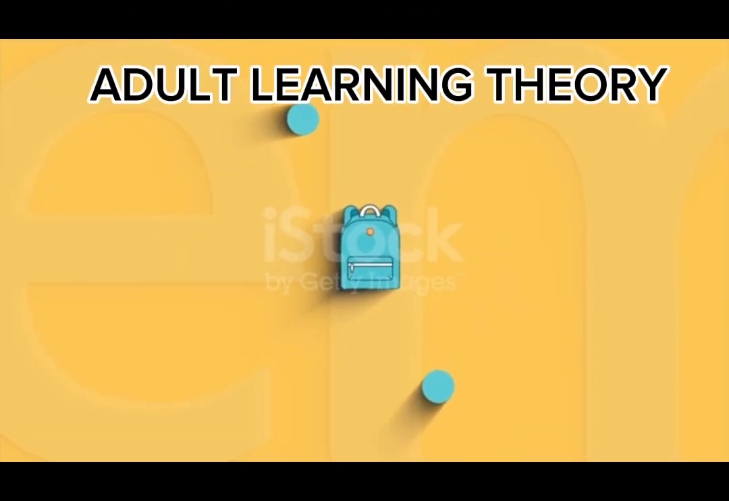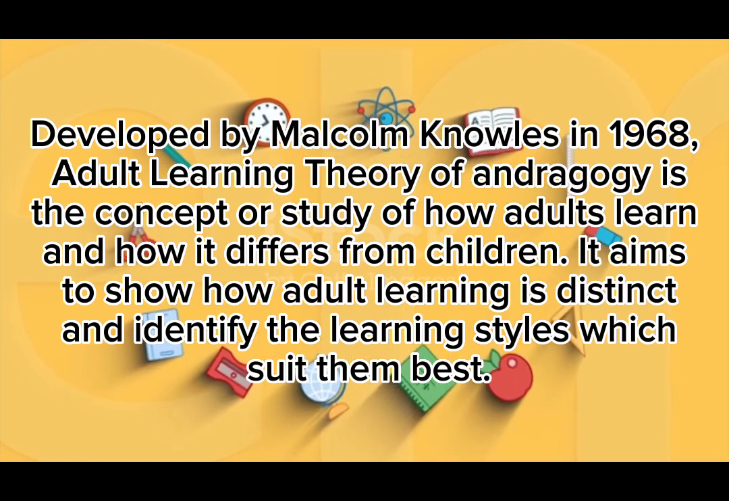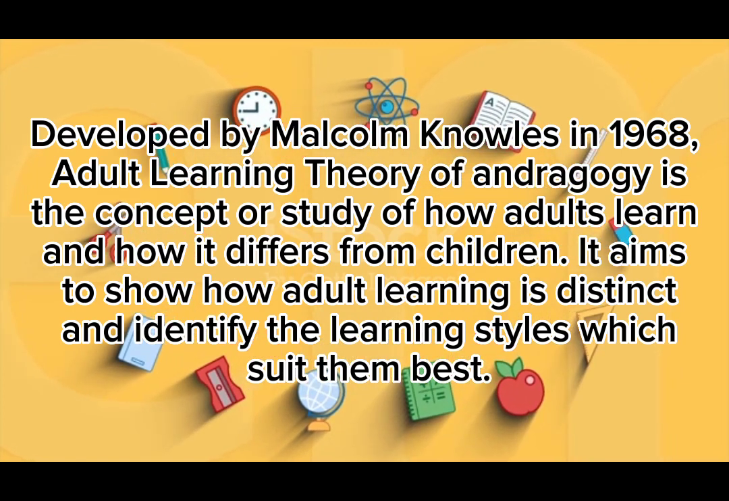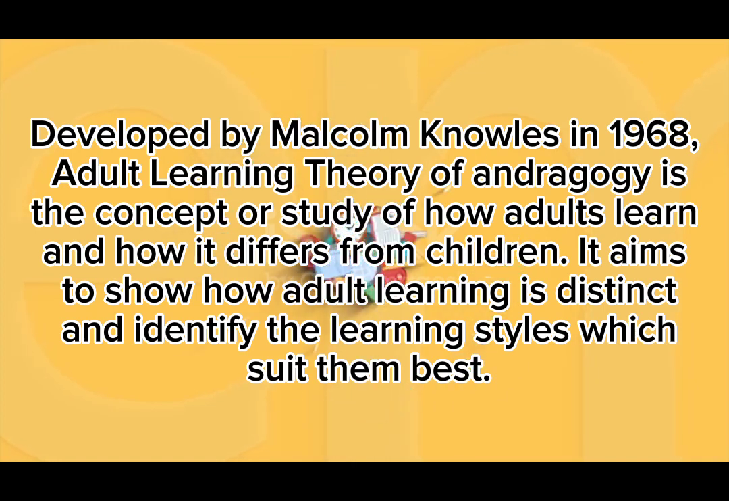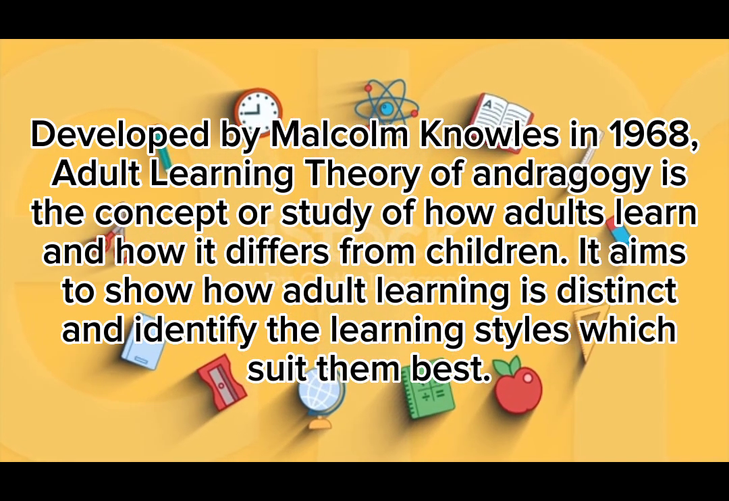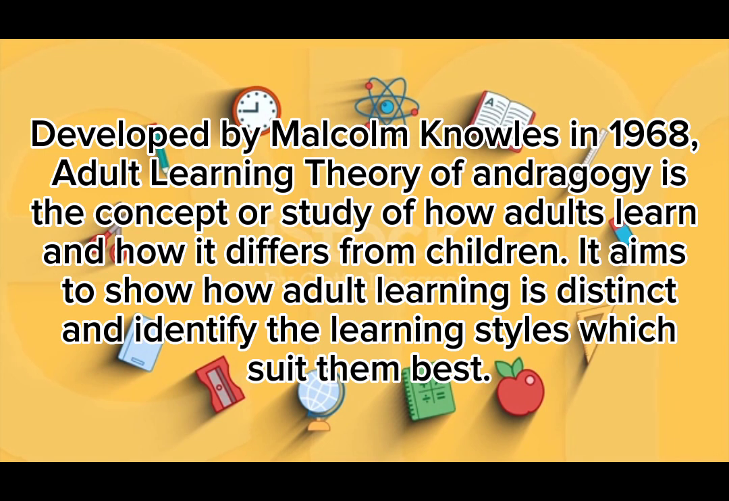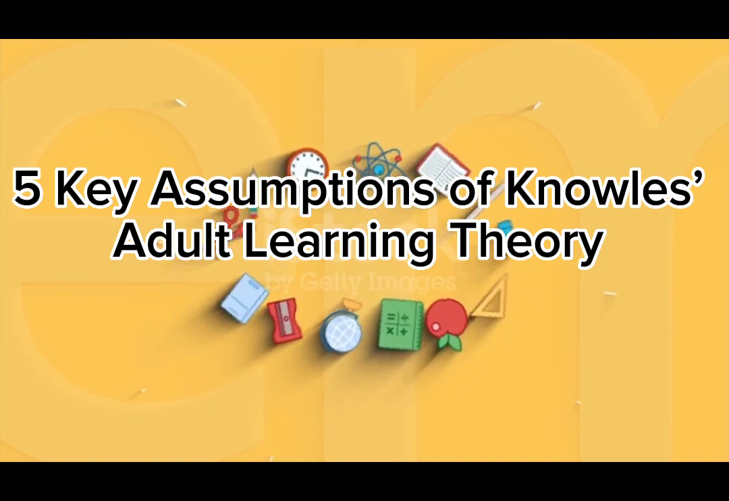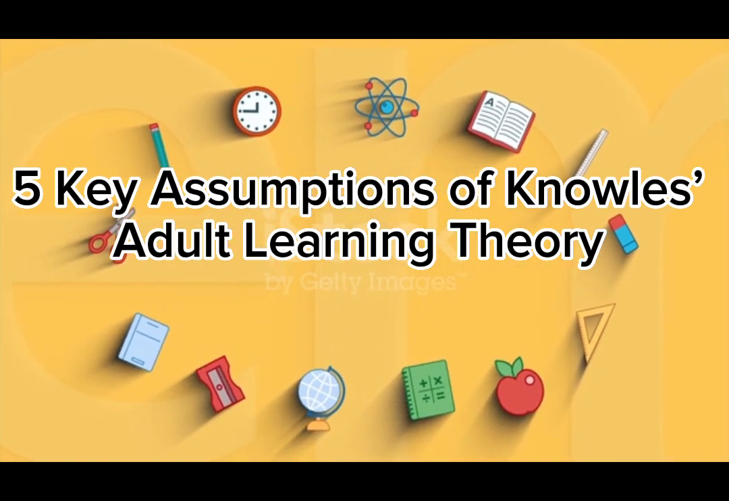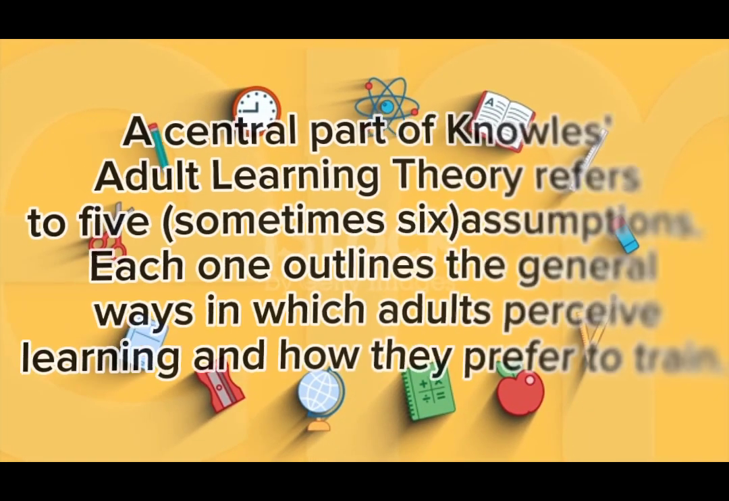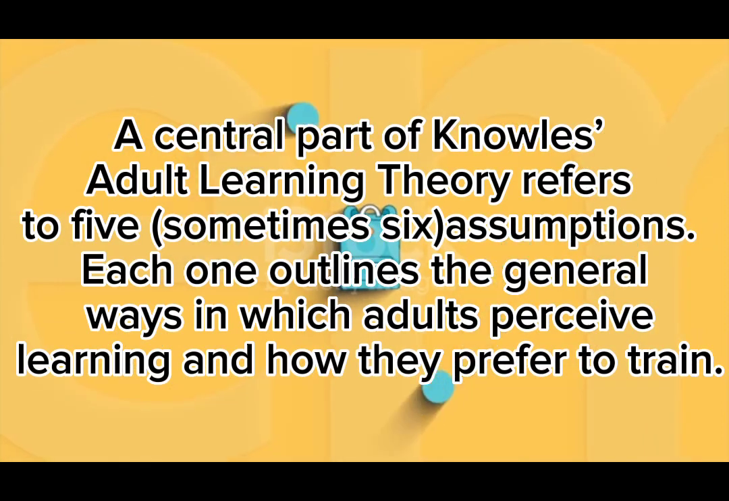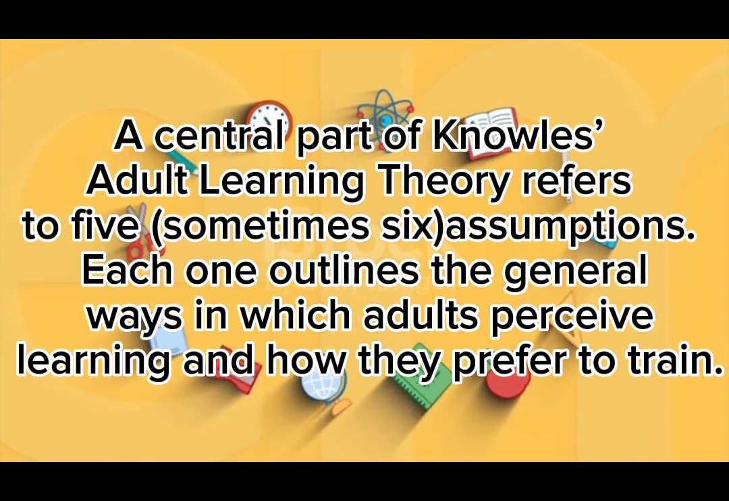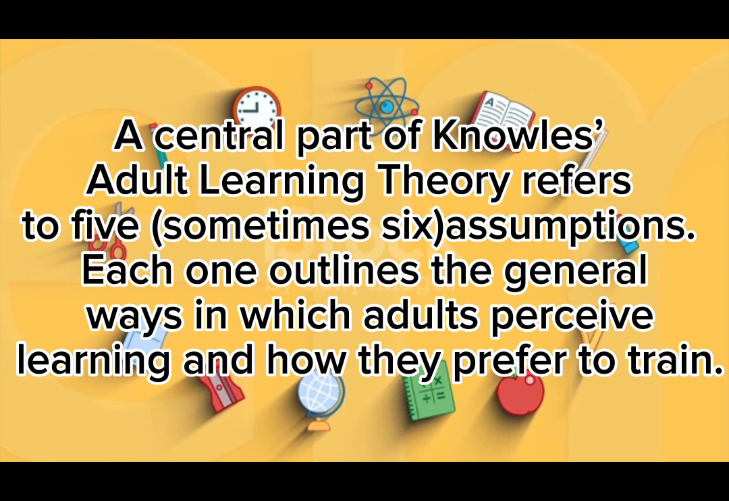Adult learning theory, developed by Malcolm Knowles in 1968. Adult learning theory of andragogy is the concept or study of how adults learn and how it differs from children. It aims to show how adult learning is distinct and identify the learning styles which suit them best. 5 key assumptions of Knowles. Adult learning theory, a central part of Knowles. Adult learning theory refers to 5, sometimes 6 assumptions. Each one outlines the general ways in which adults perceive learning and how they prefer to train.